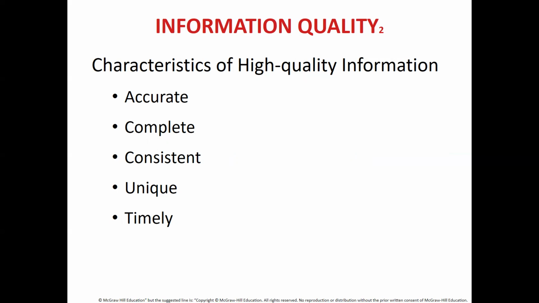So that's consistent. Uniqueness means avoiding any form of duplication or data redundancies. Timely means information is current with the business requirement. Timely does not only mean you present the information in real time, but also that you present it in a way that matches the needs of the business requirement.